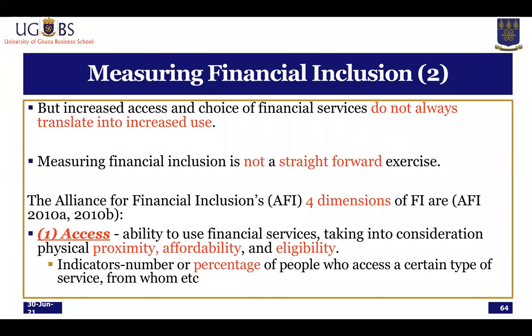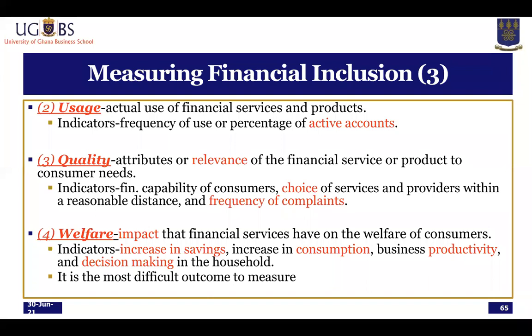And so that's one of the key things when we are looking at financial inclusion and seeking to measure that. The same way we look at bank branches available per a certain population, that also tells you more about accessibility or outreach. Then we also have the issue of usage, and that's actual use.